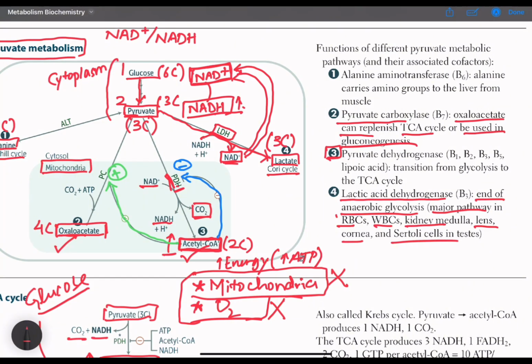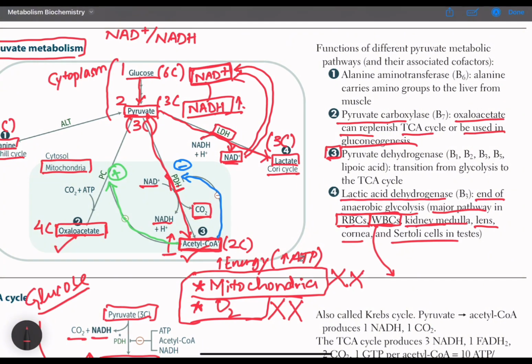First of all, RBCs. RBCs lack mitochondria. So for normal glycolysis, RBCs have to perform the conversion of pyruvate into lactate because they do not have mitochondria for conversion of pyruvate into acetyl-CoA. So thus RBCs convert pyruvate into lactate. Then we have WBCs. WBCs mostly perform their action in inflamed tissue. In inflamed tissue we have low oxygen concentration, so they have to convert pyruvate into lactate.